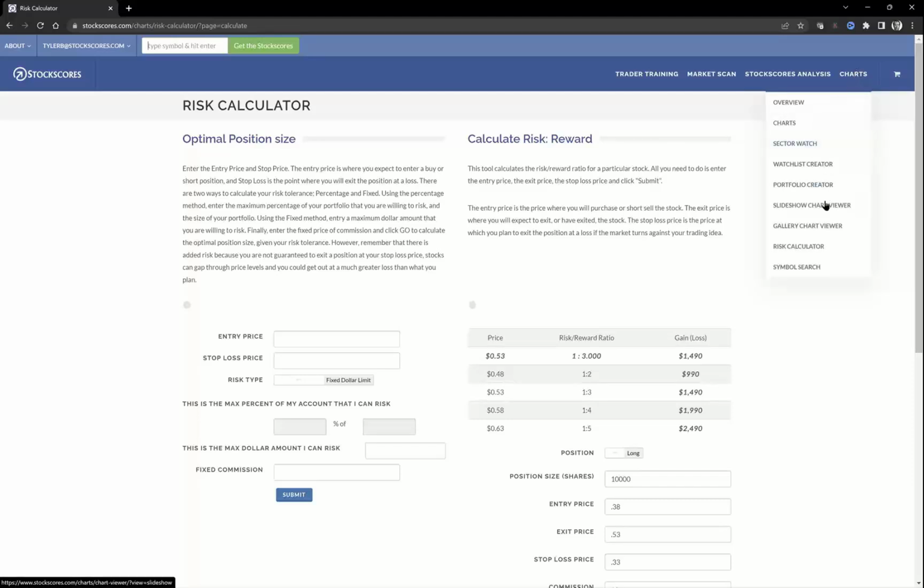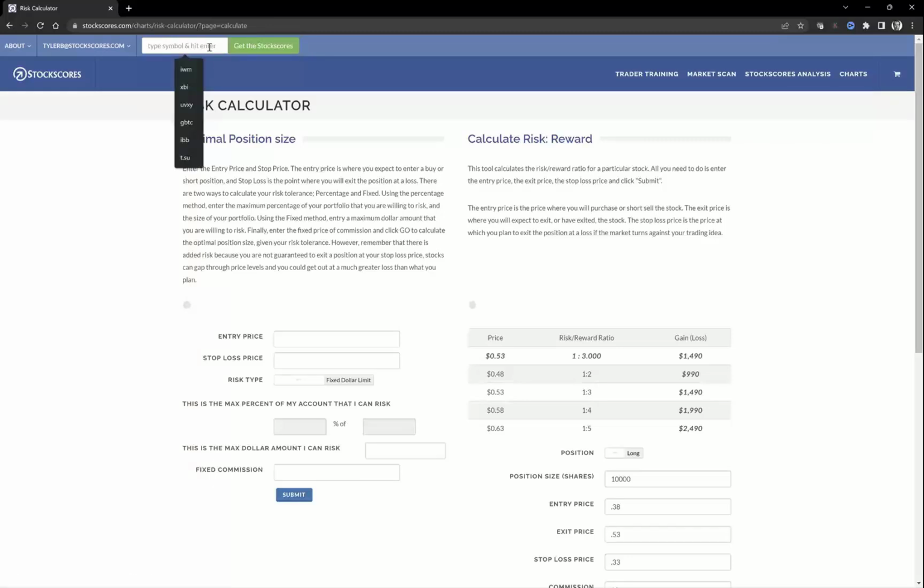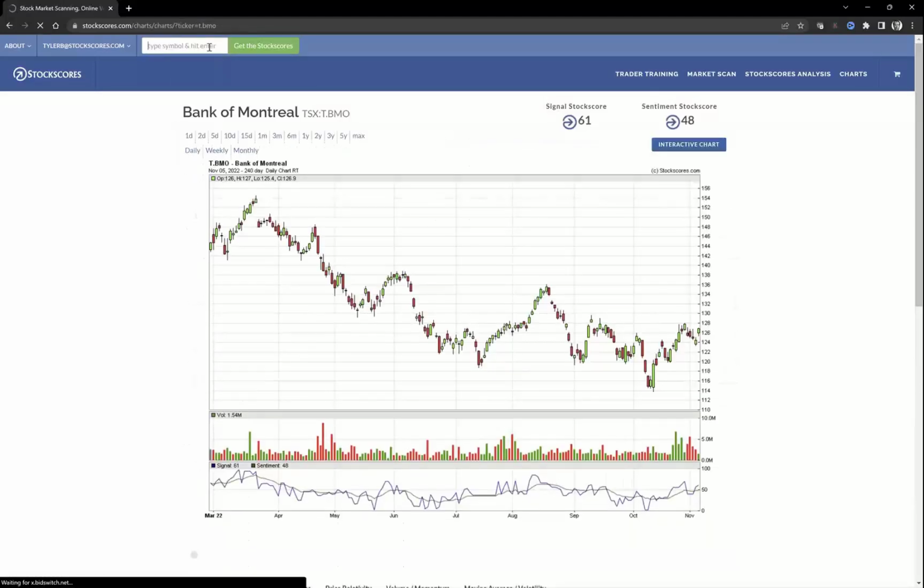There's a sector watch tool. You can create a portfolio. You can create a watch list of stocks that you want to view on a regular basis. If you want to know symbols, there's a symbol search. I'll let you know that Canadian symbols always have a prefix. So if you want to look at Bank of Montreal on the Canadian market, you have to type in T dot for Toronto and then BMO for Bank of Montreal. Click enter. There's your Bank of Montreal chart.